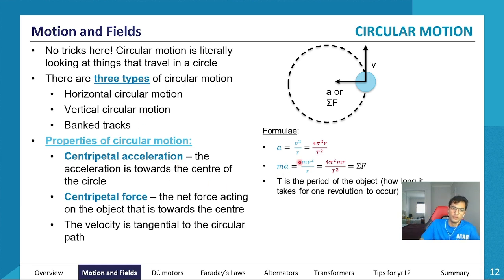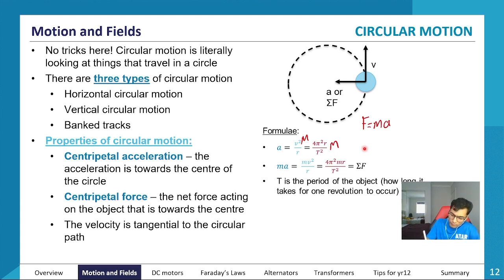You probably used these formulas in term one: a equals v squared over r, and a equals 4 pi squared r divided by t squared. And we also know that force is equal to mass times acceleration. If we know that acceleration is given by one of these formulas, we can multiply everything by m. When we multiply by the mass, we get the force.